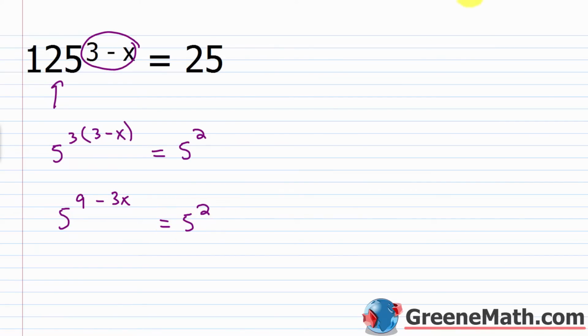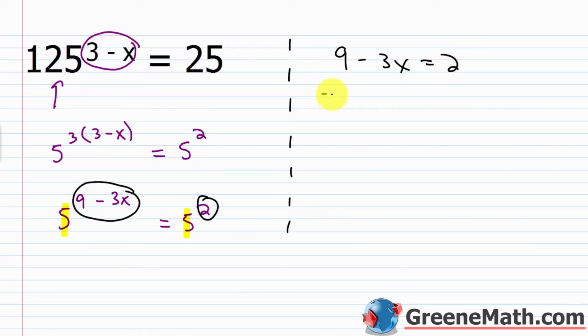So now we have the same base. I have a base of 5 and a base of 5. So when this occurs, I can just set my exponents equal to each other and solve. So I can take 9 minus 3x, and I can set that equal to the number 2. So let's subtract 9 away from each side of the equation. That'll cancel. We'll have negative 3x is equal to 2 minus 9 is negative 7.